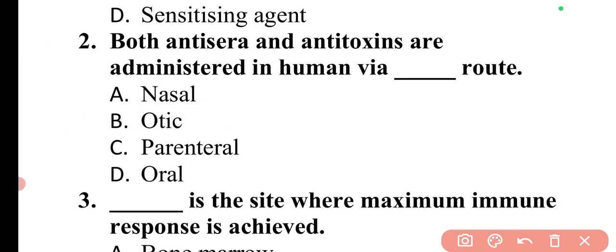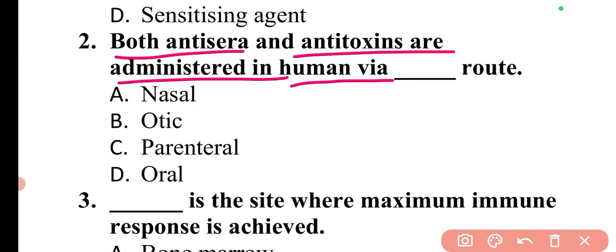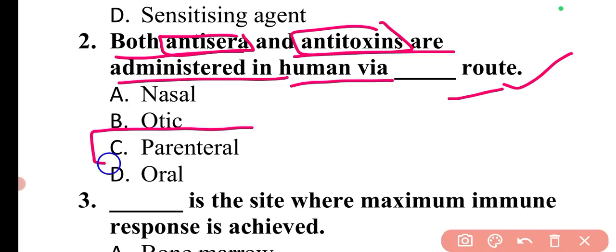Next question is: both antisera and antitoxins are administered in humans by dash route. Antisera and antitoxins are administered by which route in humans? These are administered by the parenteral routes. So option C is correct.